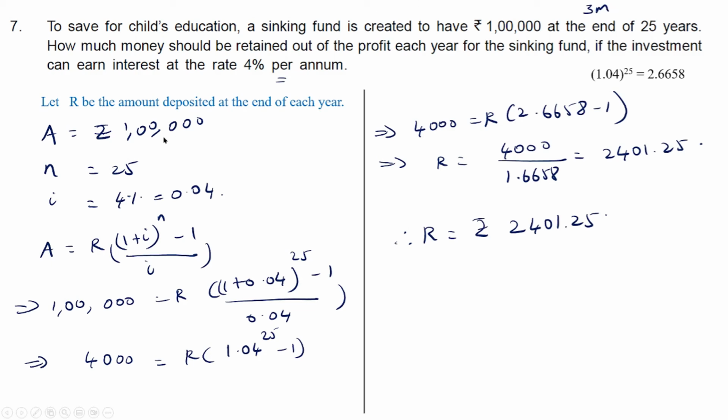So here writing what is given and the formula carries 1.5 marks. Then substituting the values and getting the final answer carries 1.5 marks. So a total of 3 marks for such questions.